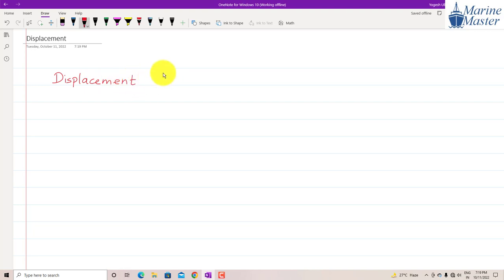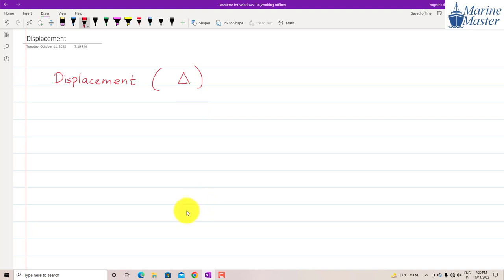Displacement. And displacement we denote by which symbol, guys? Delta. We denote displacement by this symbol, delta. Now what is meant by displacement?